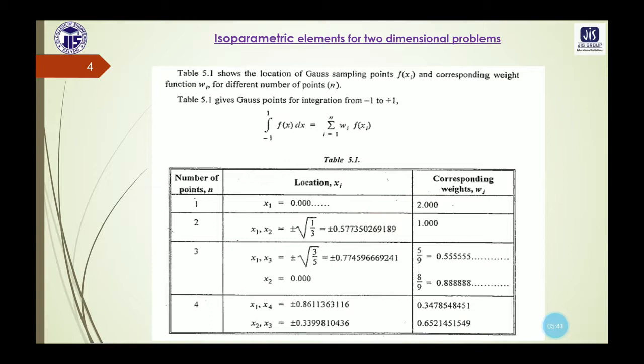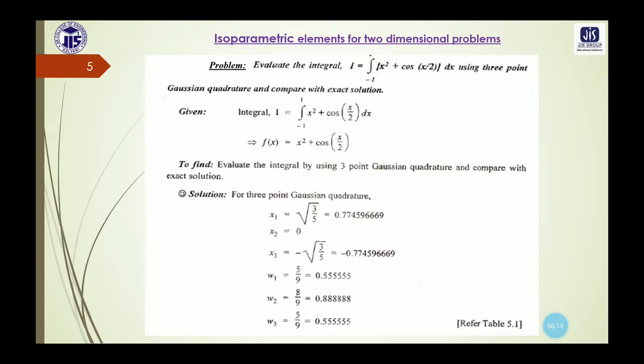Next, we have x2 value as 0, and corresponding to this x2 the value of w2 is 8 by 9, that is 0.8888. So when the number of points is 3, the values of x1, x2, x3 and w1, w2 and w3 we need to select from this table. So all these values we need to remember. That means this table corresponding to Gaussian quadrature we need to remember.